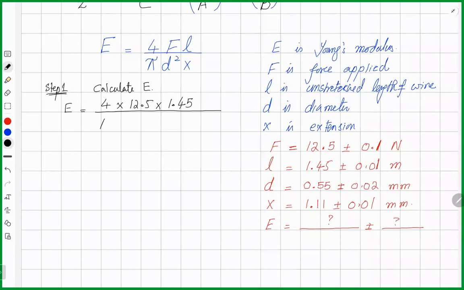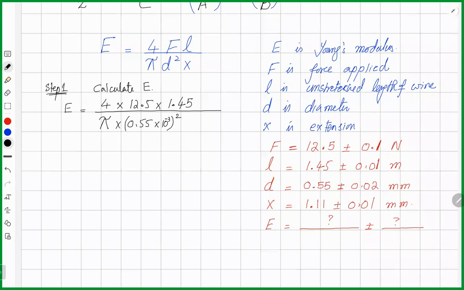Divided by pi, because the calculator can put its value of pi, so we will leave it as pi, multiply by diameter. The diameter is given as 0.55 into 10 to the power 0.02 millimeter, but the formula can only have meter in it. So instead of milli, we can write 10 to the power minus 3, and voila, we have this diameter in meter.